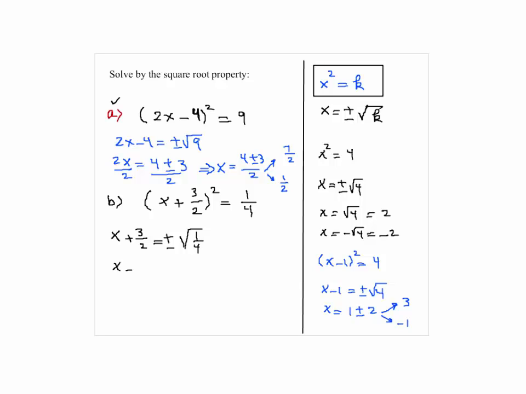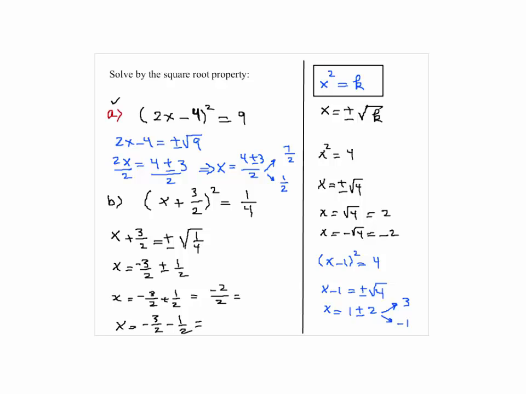Exactly. So if I subtract 3/2 from both sides of the equation, I get x equal to minus 3/2 plus and minus square root of 1/4 to the 1/2. So x would be equal to minus 3/2 plus 1/2, and x equal to minus 3/2 minus 1/2. So here we have minus 3 plus 1 would be minus 2 over 2.